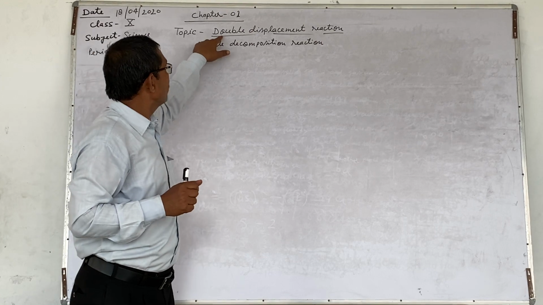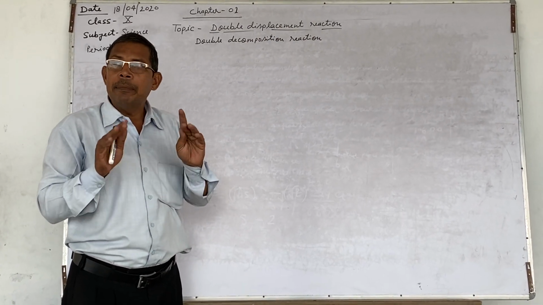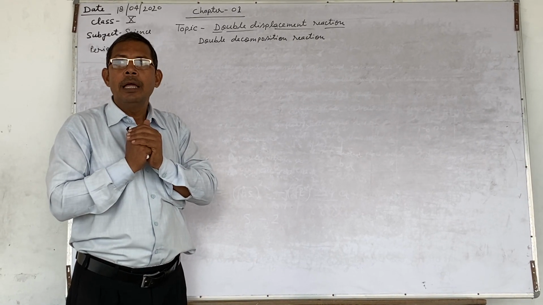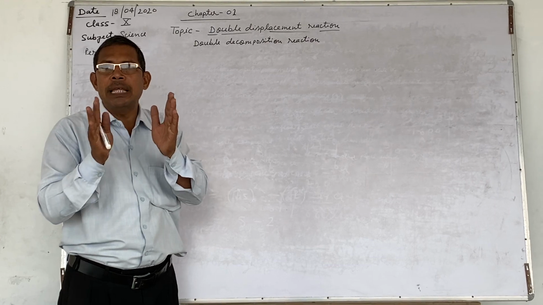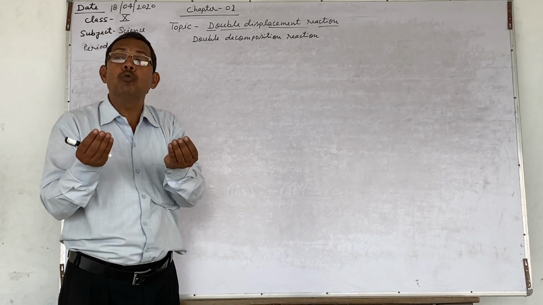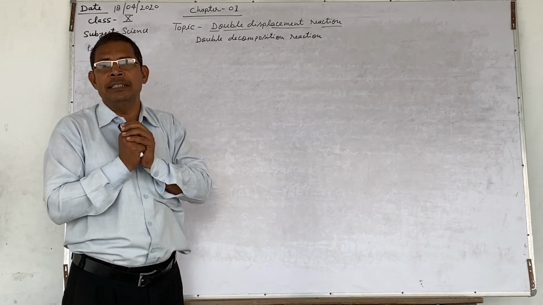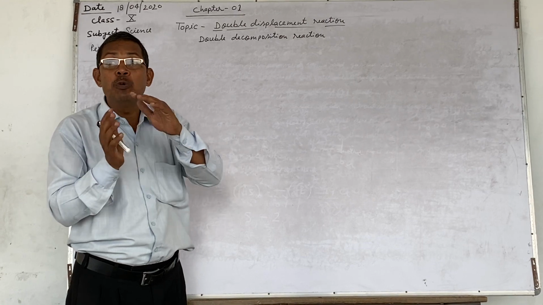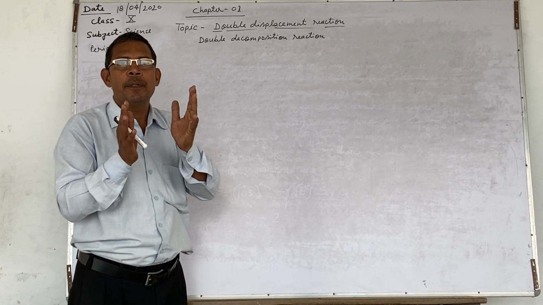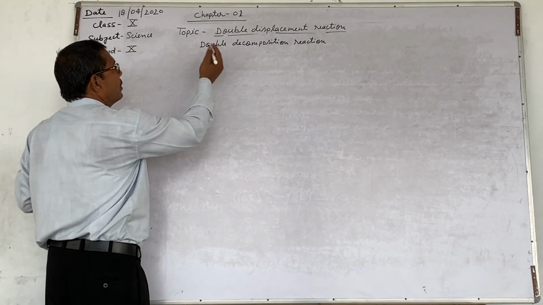Here see, in double displacement reaction what happens? A chemical reaction in which two new substances are formed by reaction between two substances due to exchange of ions. What? Due to exchange of ions. Take an example and first see here.